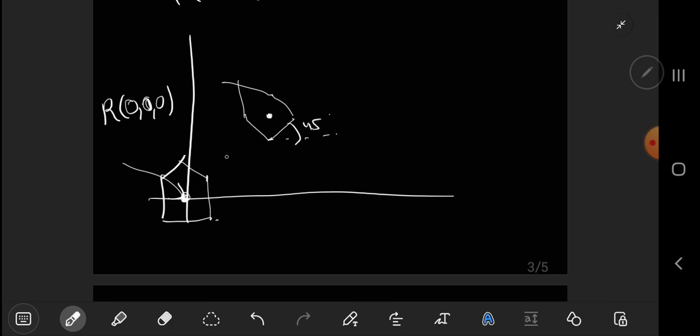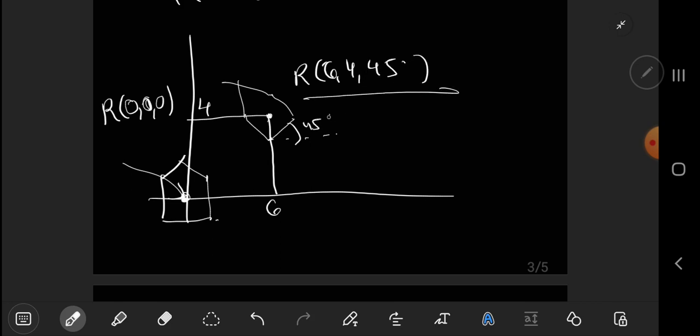So I can say that, for example, if this is 4 and this is 6, so here the robot is at 6, 4, 45 degrees. So the degrees of freedom of a robot is how many parameters I need to define its placement.